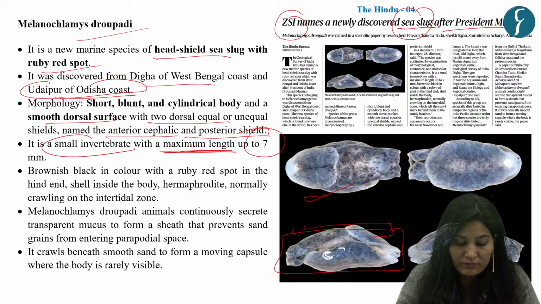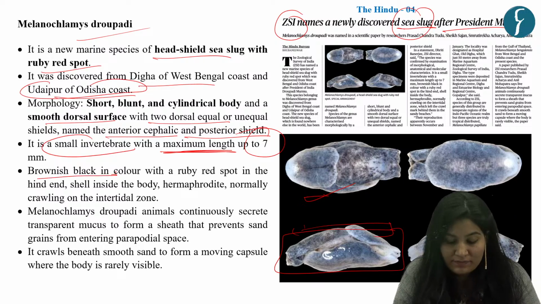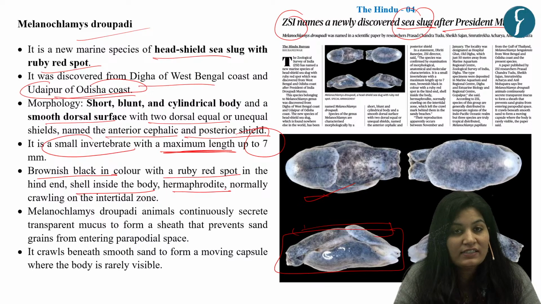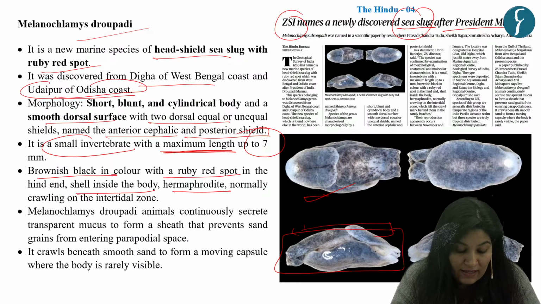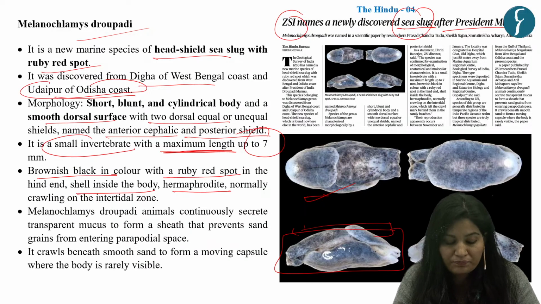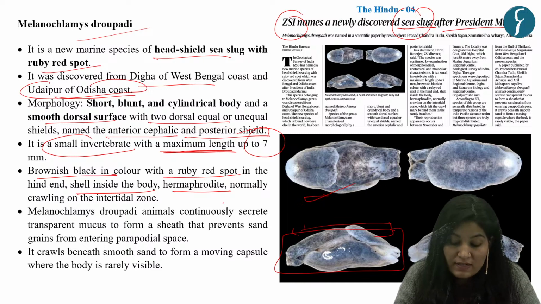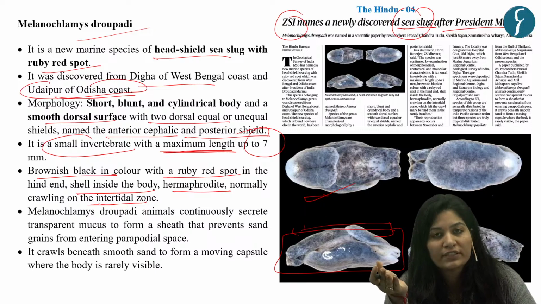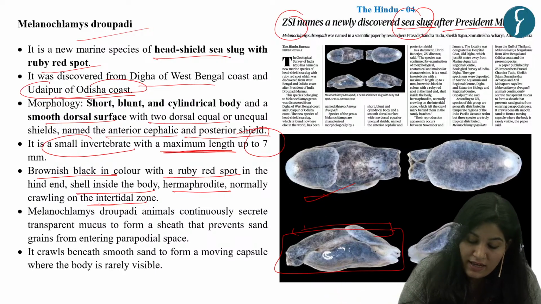Got it? Brownish black in color, with a ruby red spot at the hind end, with the shell inside the body. It is hermaphrodite in nature, that means both male and female reproductive organs are possessed, and it is a common trait of sea slugs. They normally crawl on the intertidal zone. Intertidal zone means the area that is above water when there is low tide, and underwater when there is high tide.